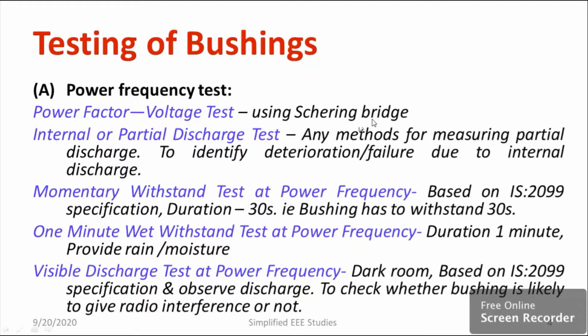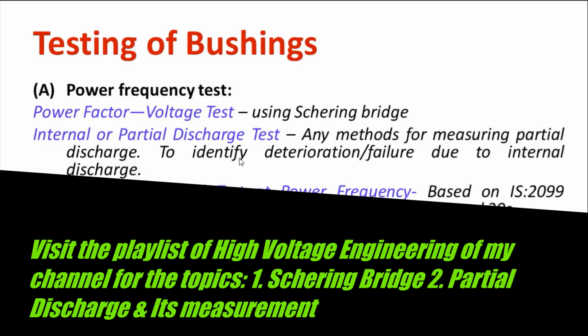Tan delta is nothing but dielectric loss. If the value of dielectric loss is extremely high, better replace that particular material. So it depends on the value of tan delta. You are going to decide whether the insulation material is suitable, so you have to decide based on the value of tan delta. So that is regarding the power factor voltage test.